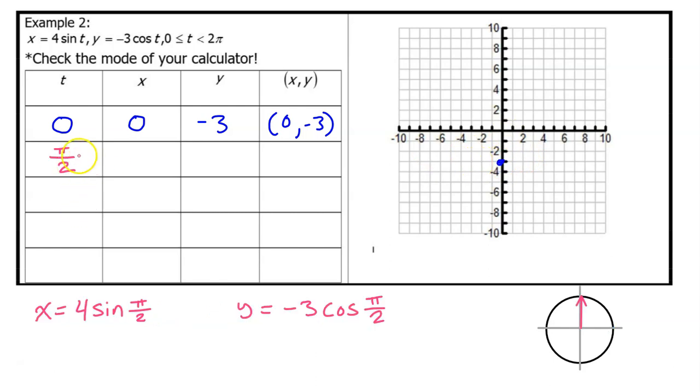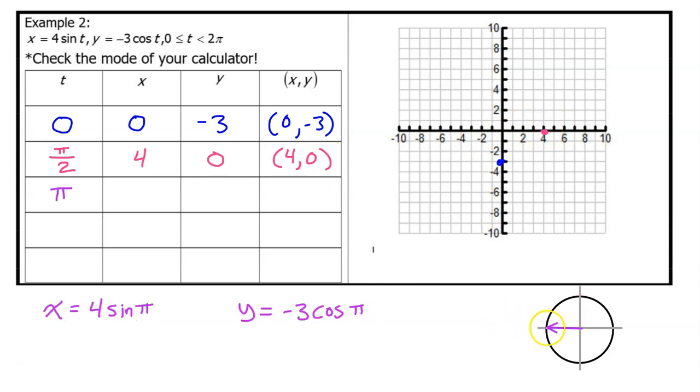Let's see what happens at t equals pi over 2. Pi over 2 is right here on the unit circle. X will equal 4 sine pi over 2. Sine is the y value, which is 1. So this is 4 times 1, or 4. Y will equal negative 3 cosine pi over 2. Cosine is the x value, so that's 0. Negative 3 times 0 is 0. So we get the point 4, 0, which is right here.